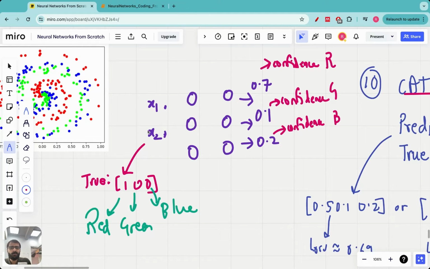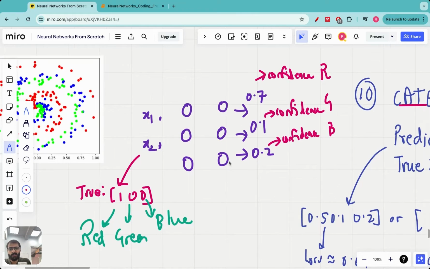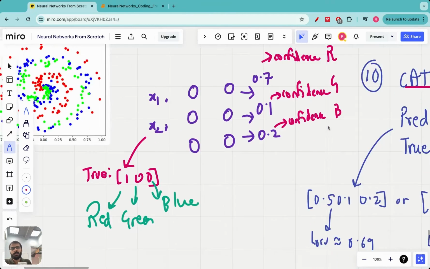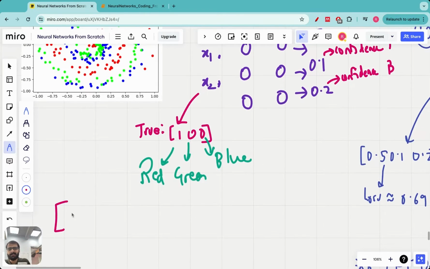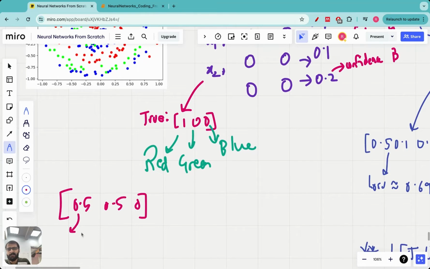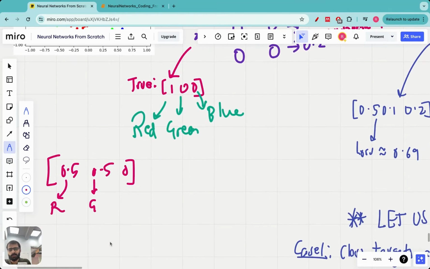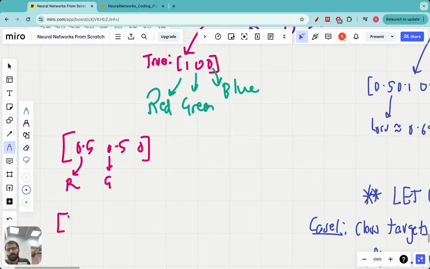The ideal answer which we want, especially for this input which belongs to the red class, is 1, 0, and 0, because it does not belong in the green class and it does not belong in the blue class. So if we get an output from this output layer as 0.5, 0.5, and 0, it means that we are 50% probable that this input belongs to class red, and 50% probable that it belongs to green. So our weights are not optimized at all. But if we get an output as this, then it means that with 100% confidence we can think of the input belonging to class red.